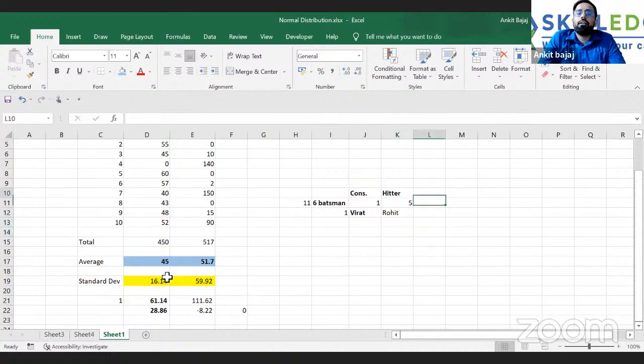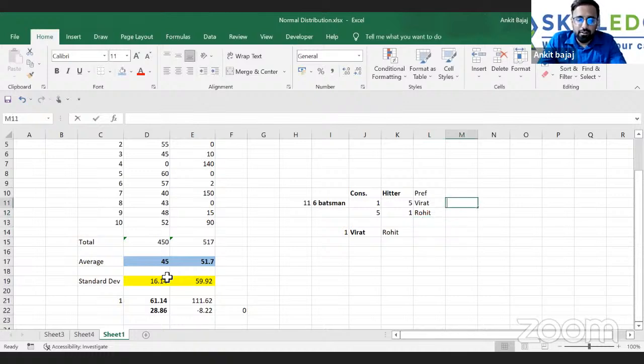So here, consistent players are 1 and hitters are 5. To whom will preference be given out of the 2? Obviously Virat Kohli will get the preference. And if the situation is just the opposite, let's suppose consistent players are 5 and there is only 1 hitter, then obviously Rohit Sharma will get the preference.